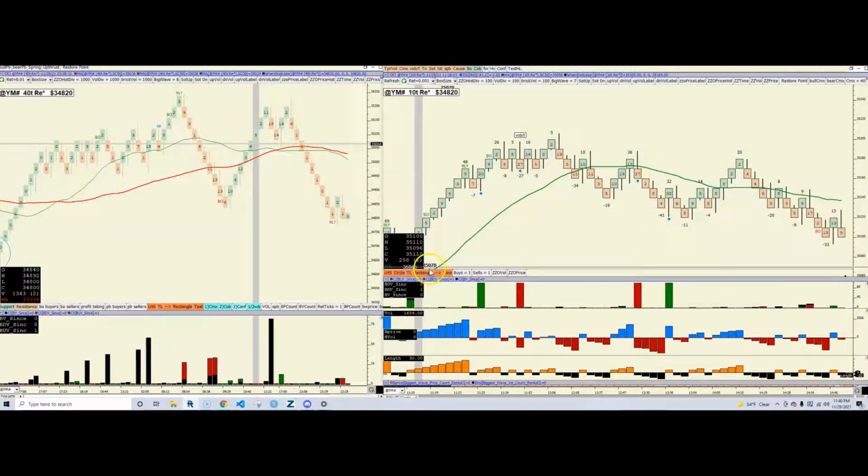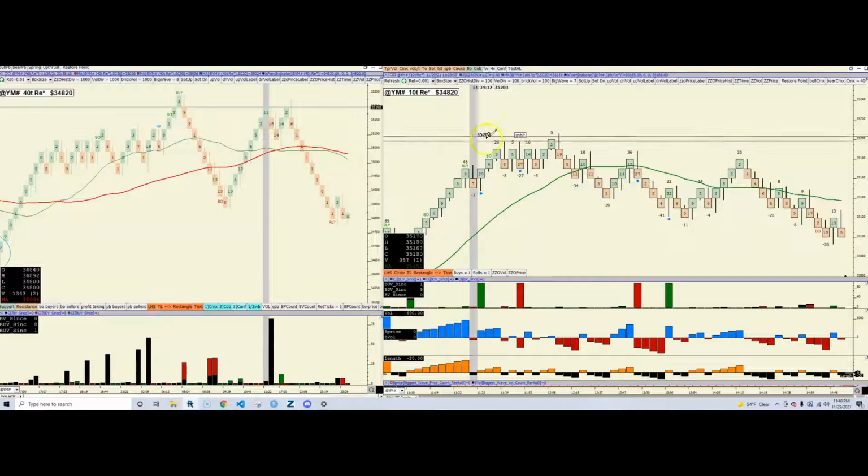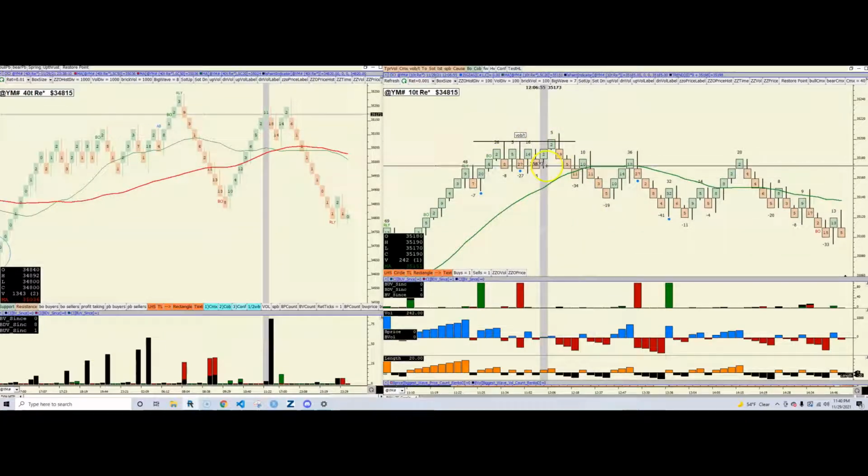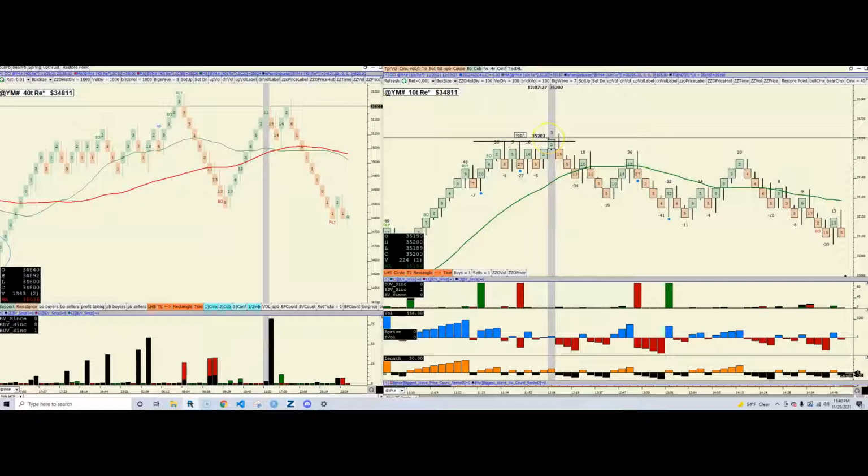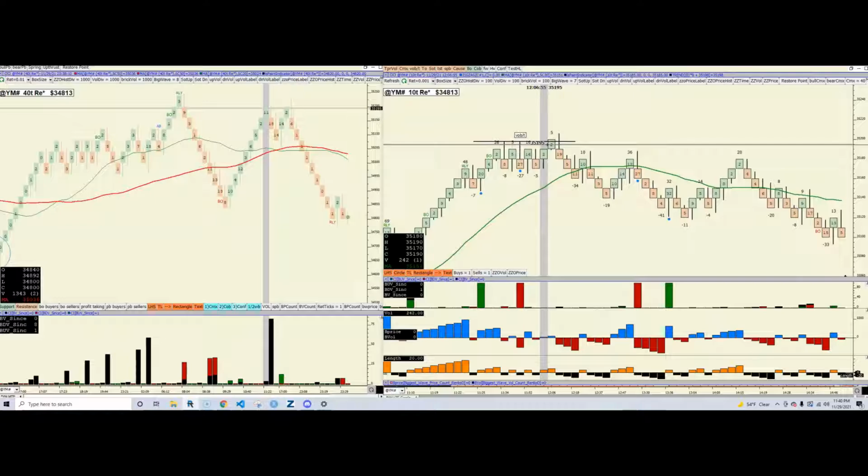Now, this is very important to learn. Let's say this is your resistance area. Now, what do you know should happen when you break out above resistance? The breakout should have heavy volume and increasing range.